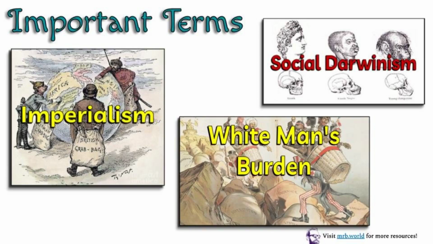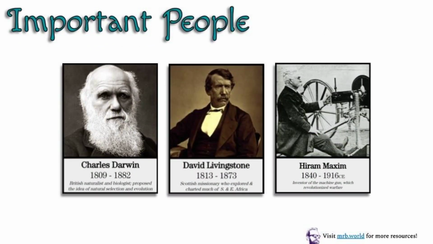White man's burden is a phrase used to describe the belief that Europeans had a moral duty or responsibility to civilize and govern non-white people during the era of imperialism, often with a paternalistic and condescending attitude. Charles Darwin's theory of natural selection was used by some Europeans to justify the subjugation of people they believed to be inferior, a concept known as social Darwinism.